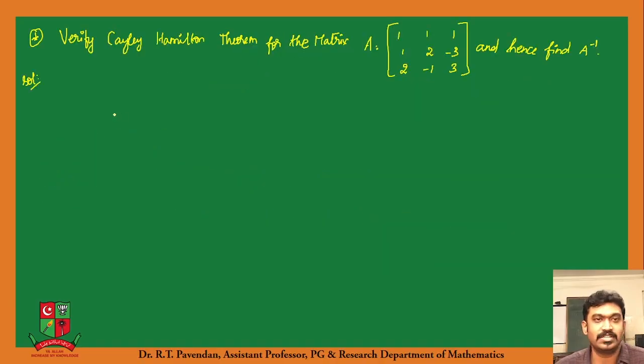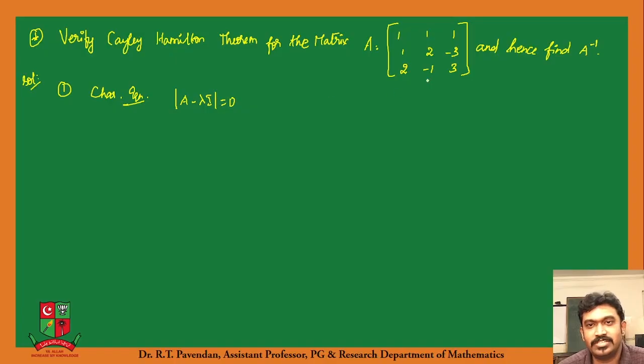So the given question is: verify the Cayley-Hamilton theorem for the matrix A equal to [1, 1, 1; 1, 2, -3; 2, -1, 3], and after verifying, find the value of A inverse. So the first step, as you all know, is to find the characteristic equation. For that, we have to equate the determinant of A minus lambda I to 0.